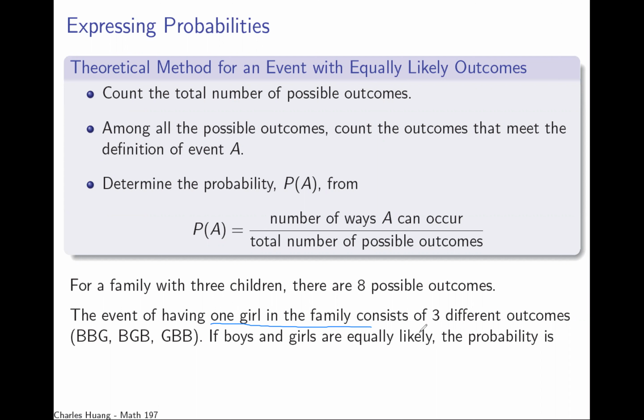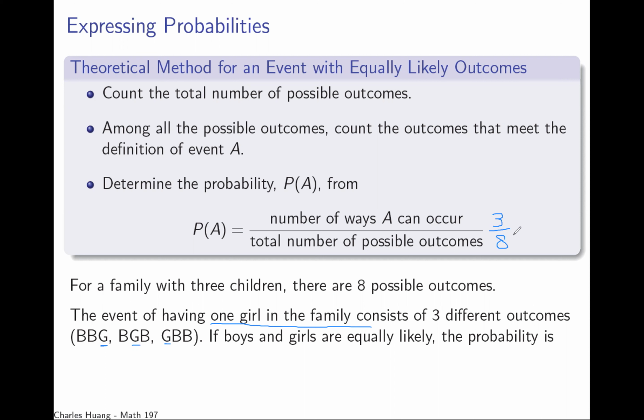Now we have 3 different ways to do that. We can have the girl last, we can have the girl second, or we can have the girl first. And then the other two children are boys. Now earlier, we found that there are 8 total possible outcomes. 3 of them will have 1 girl in the family of 3.